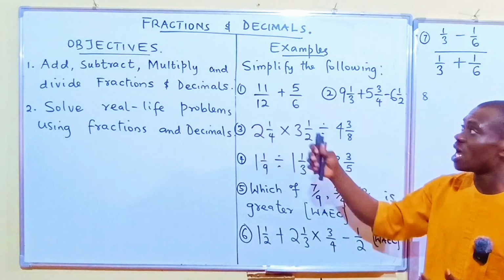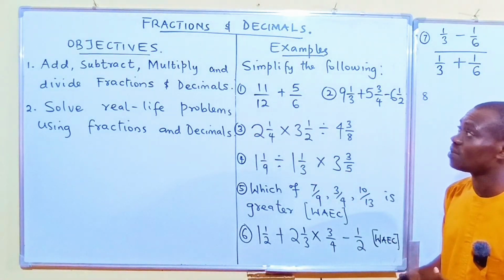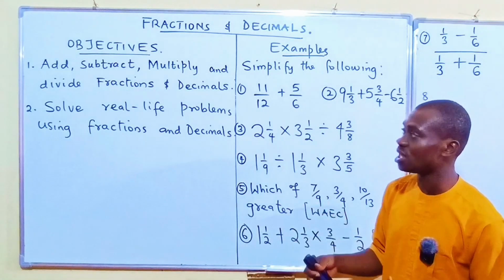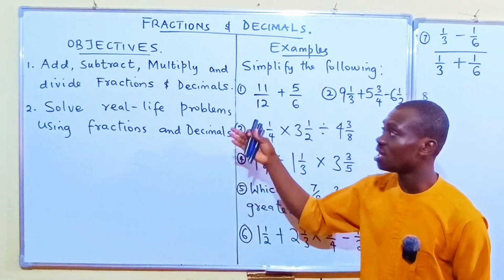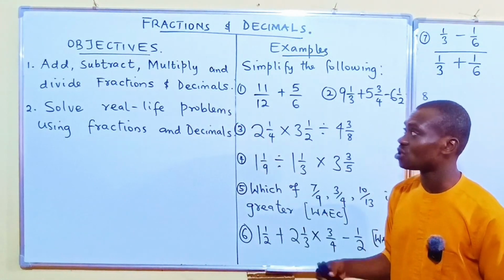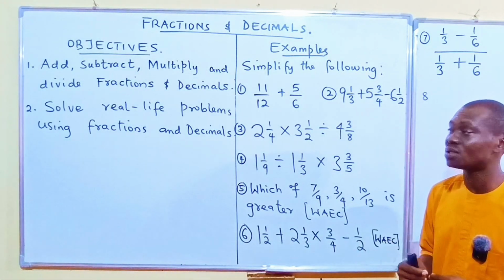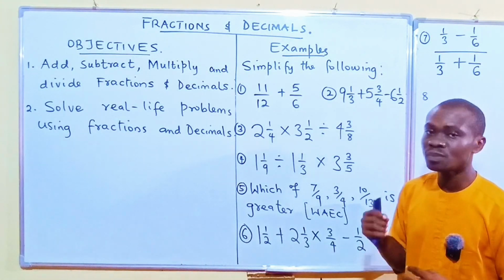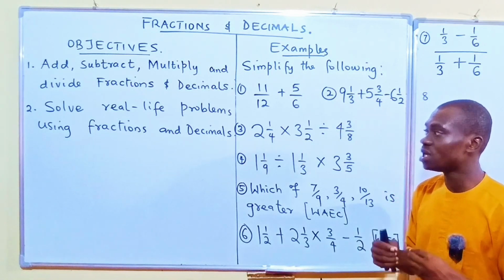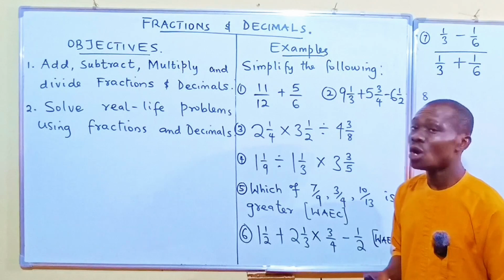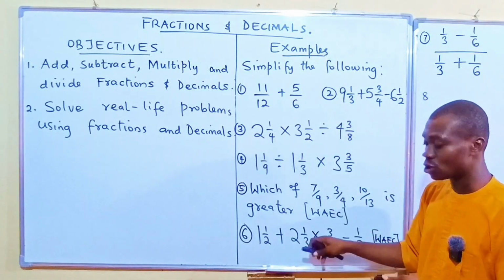So we have the topic fractions and decimals, and we have objectives. The first one is that at the end of this lesson, students should be able to add, subtract, multiply, and divide fractions and decimals. And number two, they should be able to solve real life problems using fractions and decimals. That is at the end of the topic.